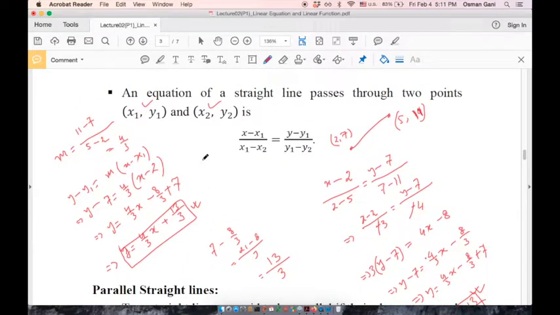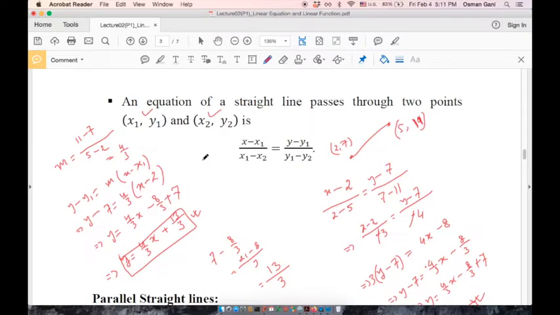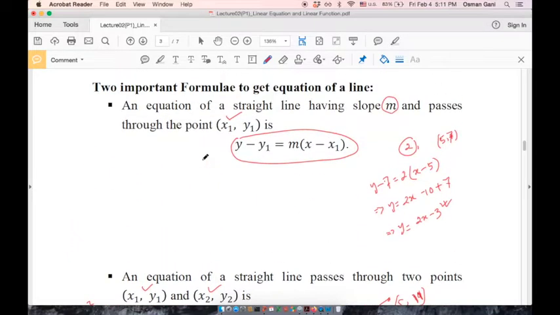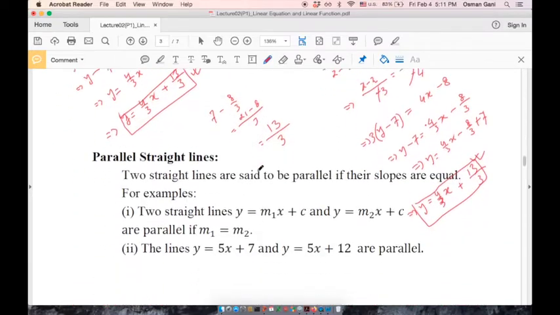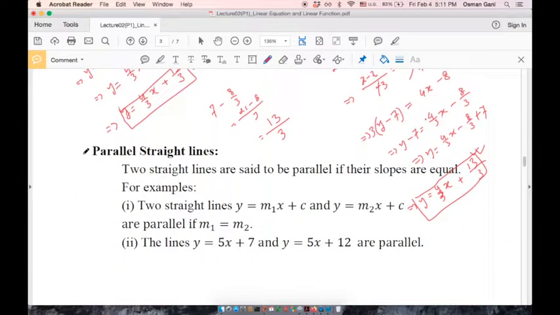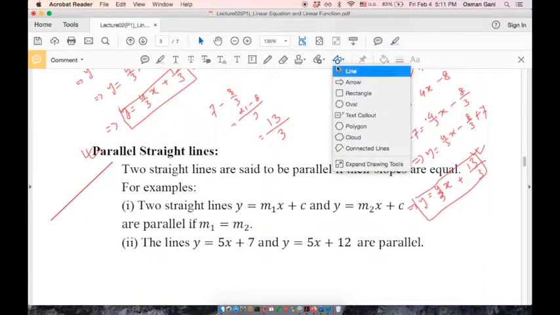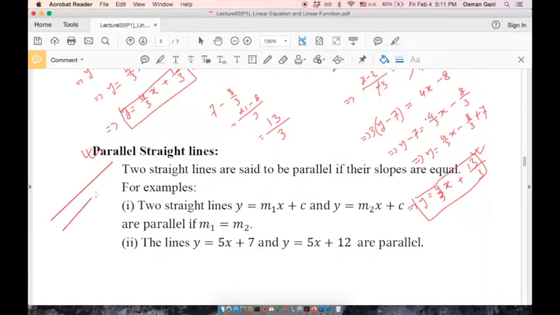So they are the same result. Therefore, even by using only the first formula, you can calculate the equation of any line. Now the definition of parallel straight lines. Two lines, we know, are said to be parallel if they remain equidistant from each other. Always these lines are parallel.